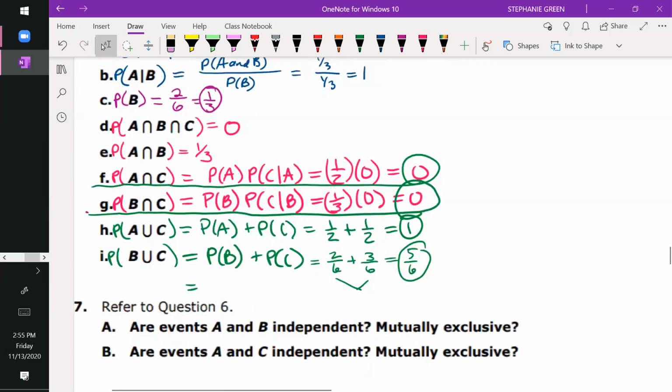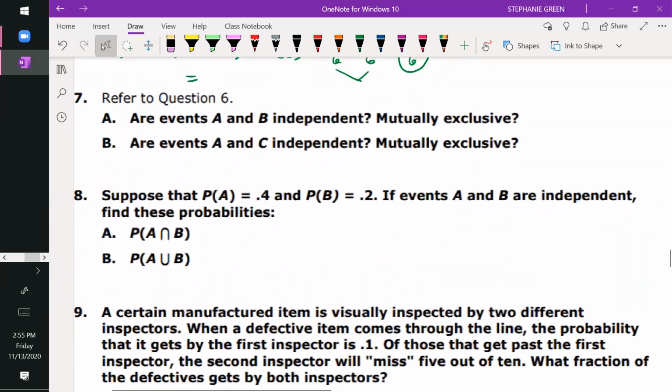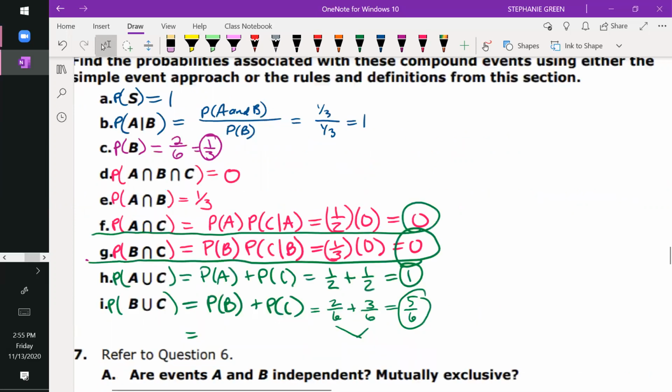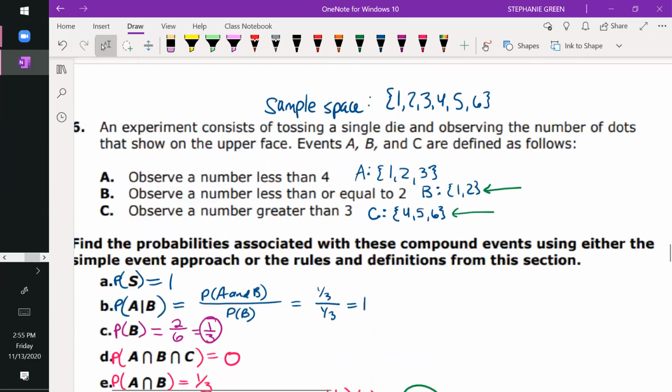All right, part 7 says we're referring to question 6 still. Are events A and B independent, mutually exclusive? Are events A and C independent, mutually exclusive? Well, let's start with A and B. Are they independent? Independent means the occurrence of one will not affect the occurrence of the other. We're rolling a die here. So if I roll a die and it's in event A, a 1 or a 2 or a 3, does that affect the probability that we have rolled a 1 or a 2?